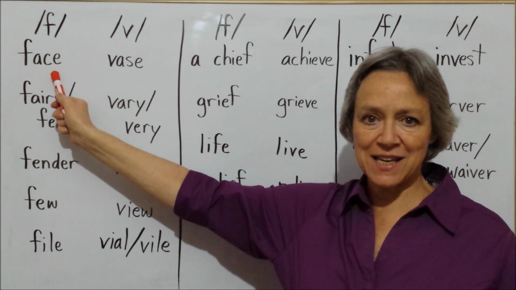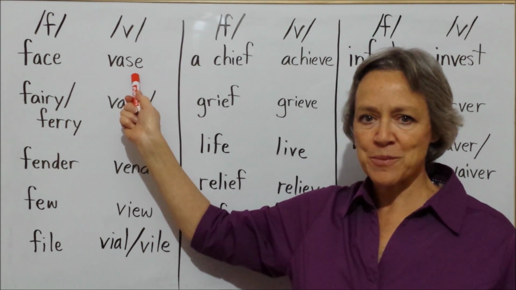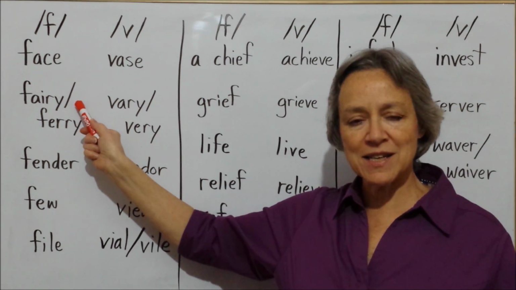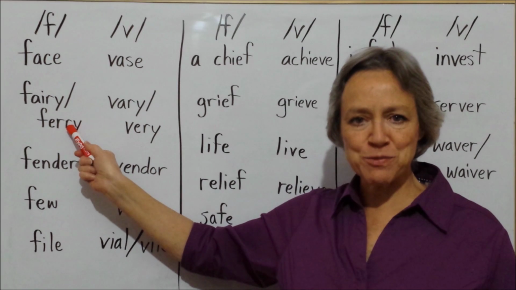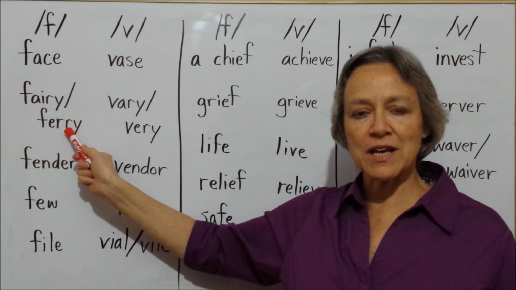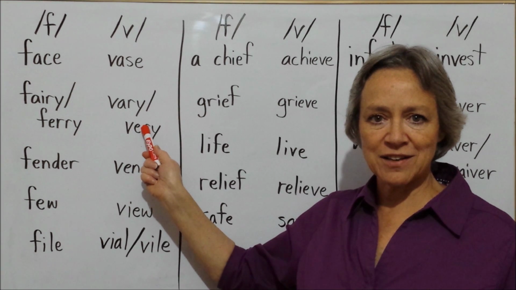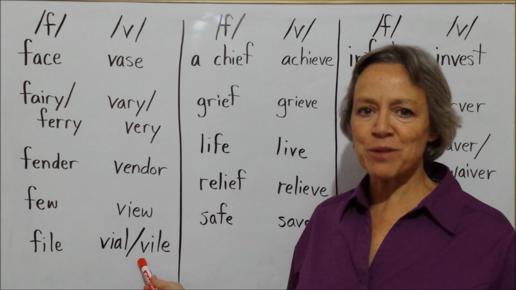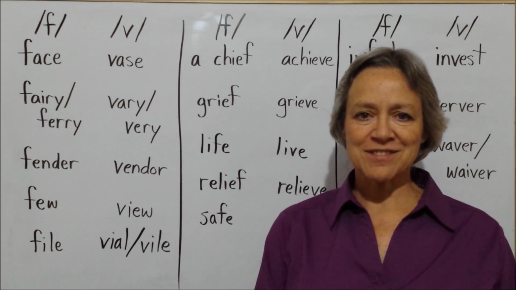So this word is spelled with a C, this word is spelled with an S, but those two letters make the same sound. When I have two words written together like this, separated by a slash, that means that these two words sound the same. They are different words, they are spelled differently, but the sound of the words is the same. So these two words both sound like fairy, and these two words both sound like very. Down here at the bottom, I have two words which sound the same. They are both vile.